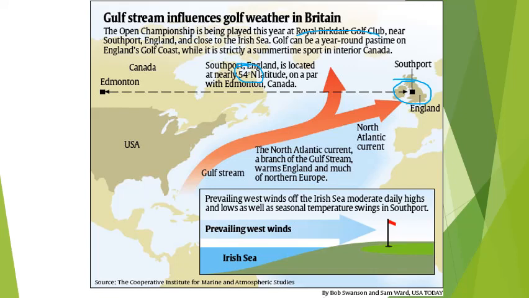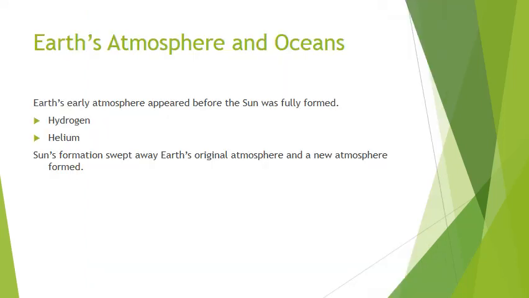And that had to do with the fact that the western coast of England enjoys a good tongue of warm water called the Gulf Stream, that helps to keep that part of the world a little warmer than it would be at an equivalent latitude location such as Edmonton, Canada, which experiences much cooler conditions during the course of the year. So the Gulf Stream helps to moderate the temperatures in Southport, England, compared to in Edmonton, Canada.